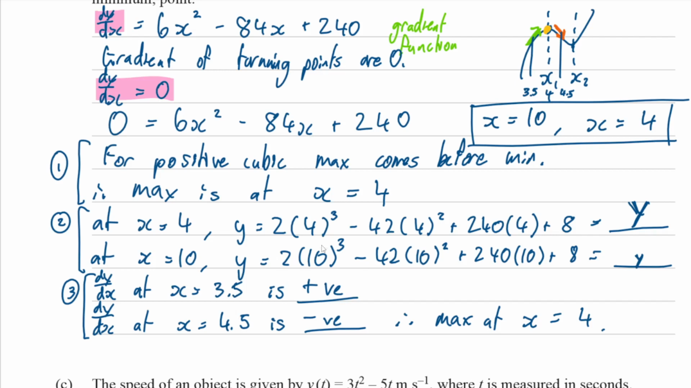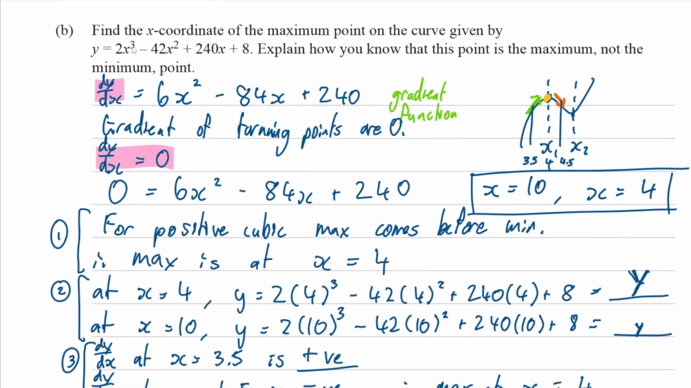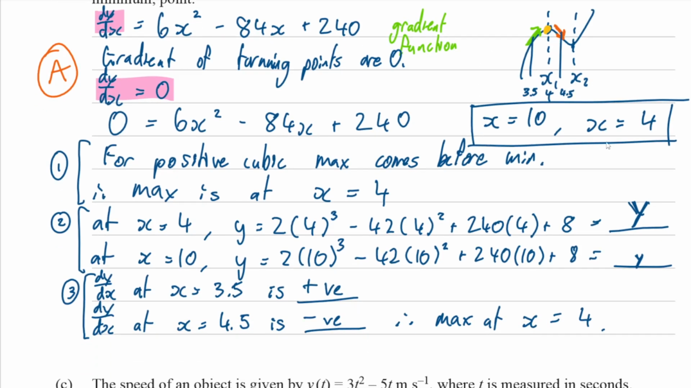So just to recap, the question asks us to find the maximum point of a cubic curve. We first sketched it to acknowledge there's a maximum and a minimum. We know that the gradient of a turning point is 0, so we found the gradient function and set it equal to 0. In doing that, we're showing we can differentiate and use that information, so that is achieved. Going on from there, we solved for x using our calculator or by factorizing, and then we had to justify which x value was the maximum using any of these three options.